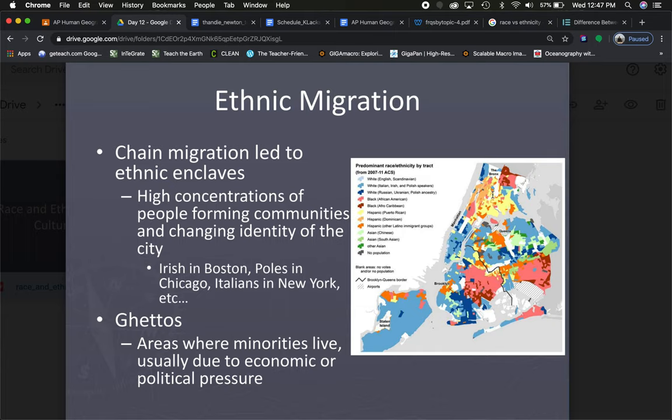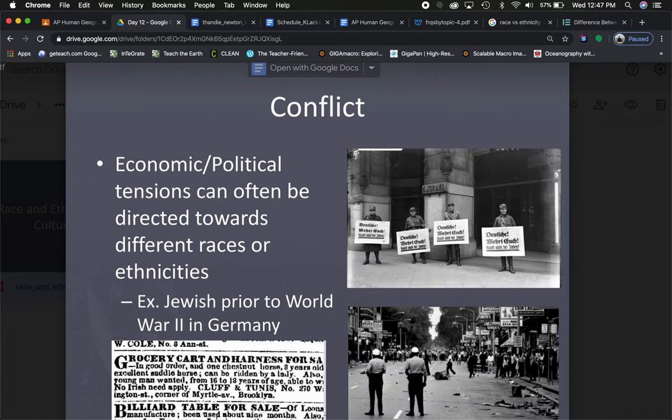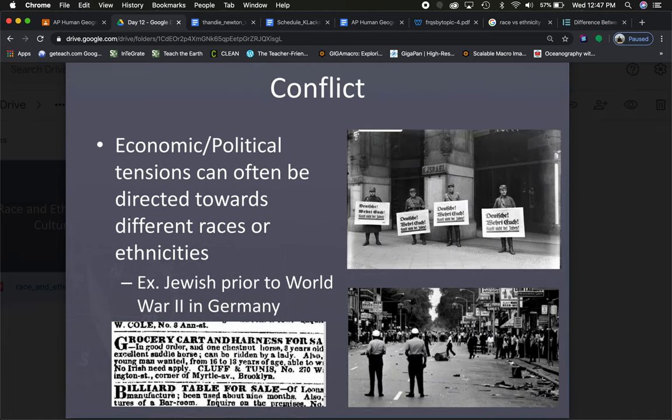Okay, so look at the map over here. Very interesting, right? So if you received this on an FRQ, think about the explanation that you would give for why they are so separate, okay? Definitely could see this on the AP exam. Right, and so I alluded to the fact that there is sometimes conflict based on economic or political tension, right? And these tensions are often directed towards different races or ethnicities, right?